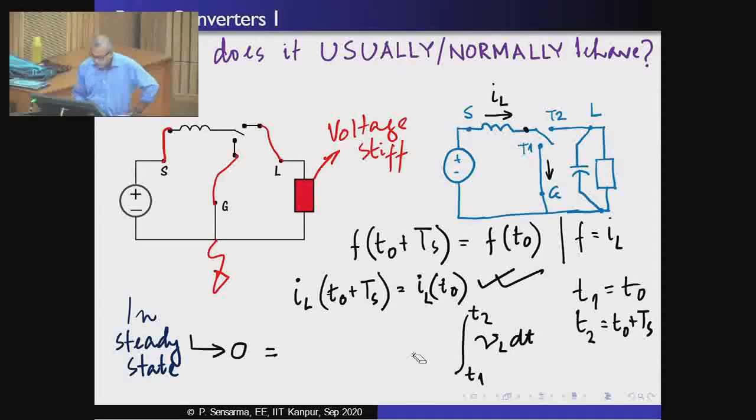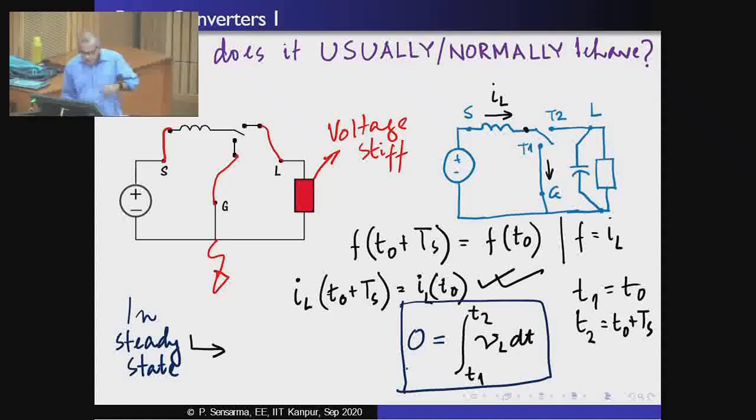So, since it is bounded, what we get now is a condition. We will change the appropriate limits of T1 and T2. So, the limits now become T0 to T0 plus Ts. Look, what does this equation in the box tell us? That the integral of the inductor voltage over one complete switching cycle in steady state should be equal to 0.